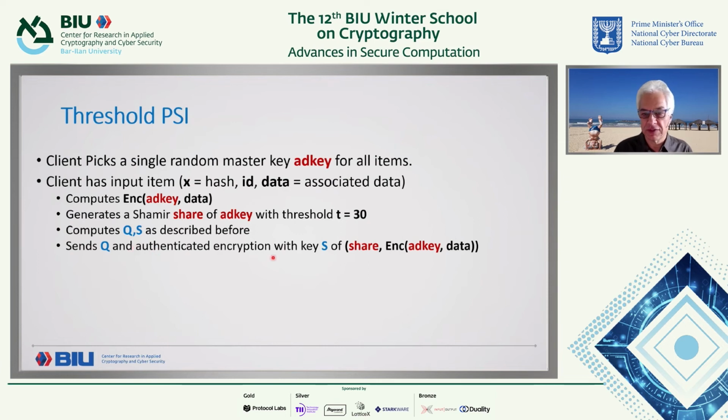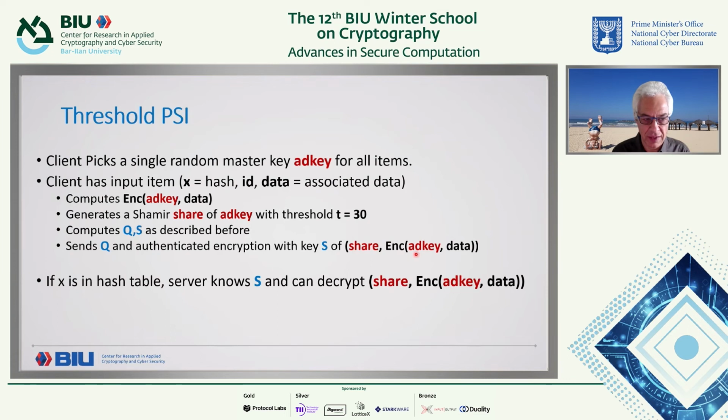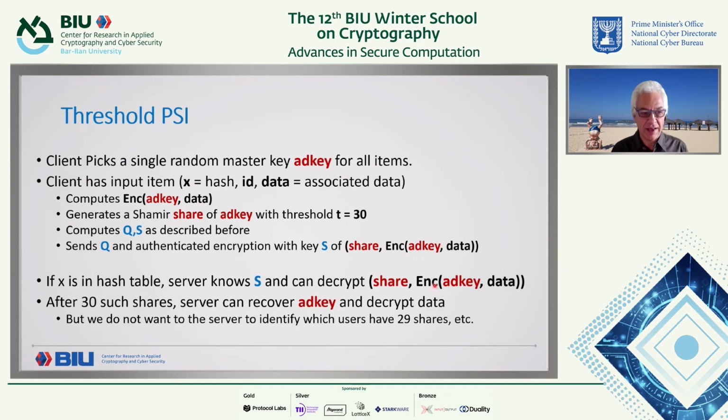So if there's no match, Apple learns nothing. Otherwise, Apple learns a share and an encryption with the key. Okay, so it learns a share and encryption of the key with the key. After 30 such shares, it can recover the key and learn everything. Otherwise, it cannot recover this.